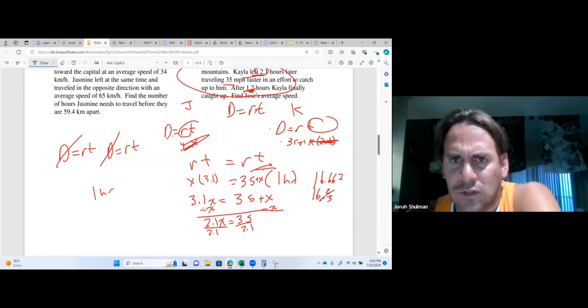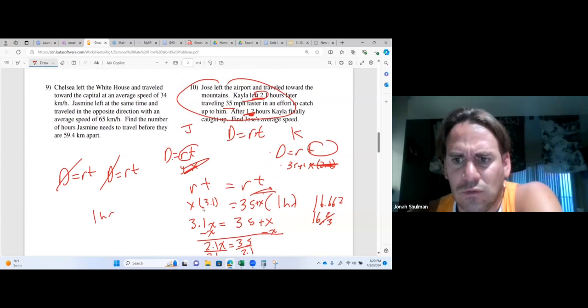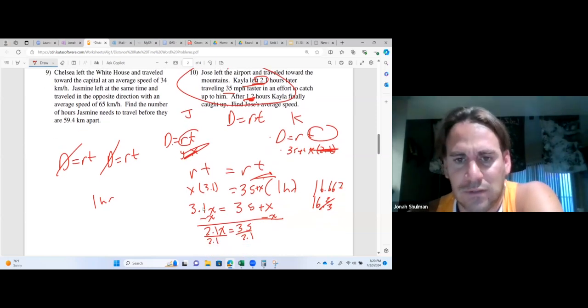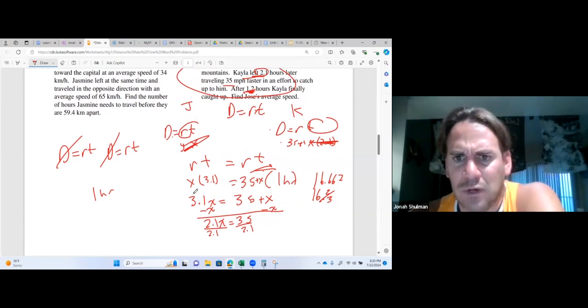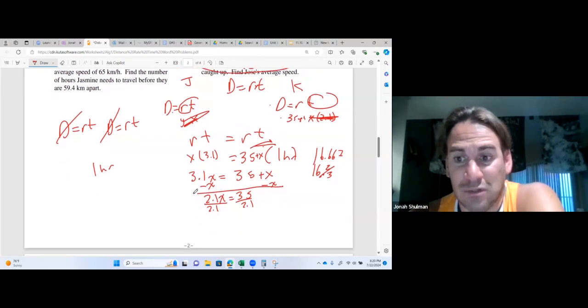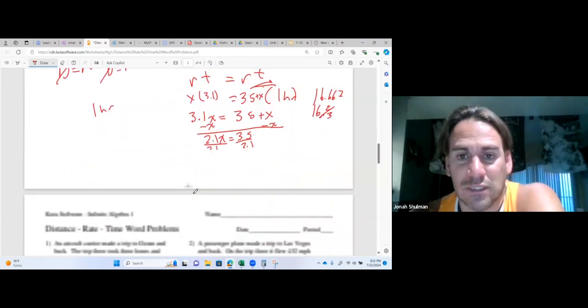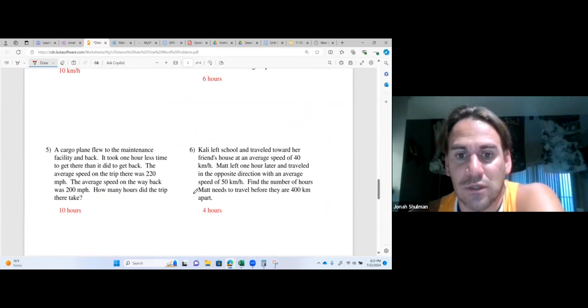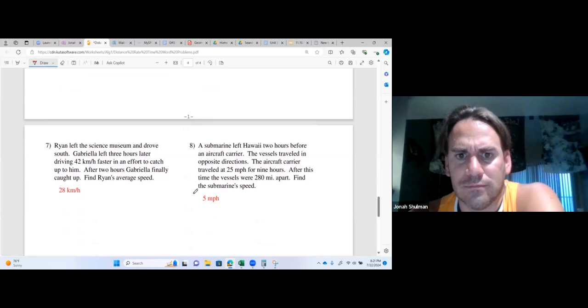Okay, so this is the difference. That is x. So if she's going 35 miles faster than him, and his x is 16, he's probably going 16 miles per hour, and she could be going 41. I'm pretty sure that's what it is. Let's see what the actual answer is for number 10, and we could always work backwards. I don't know if I did that one right.